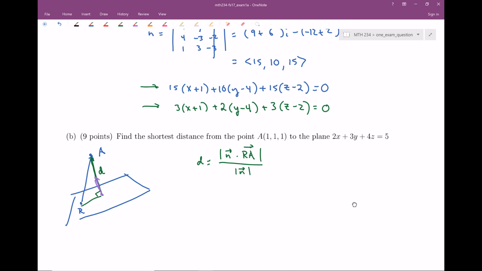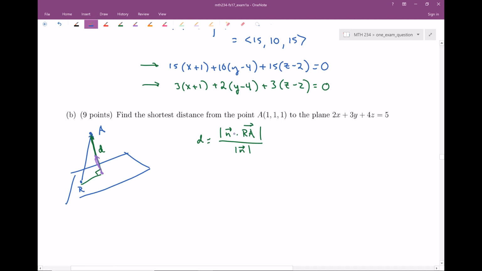I need to start collecting things, right? So first of all, I need an n vector. I need this normal vector. So let's go ahead and write that down. Our normal vector is given by the coefficients next to the x, the y, and the z. So that's going to be 2, 3, 4. So there's our normal vector for our given plane.